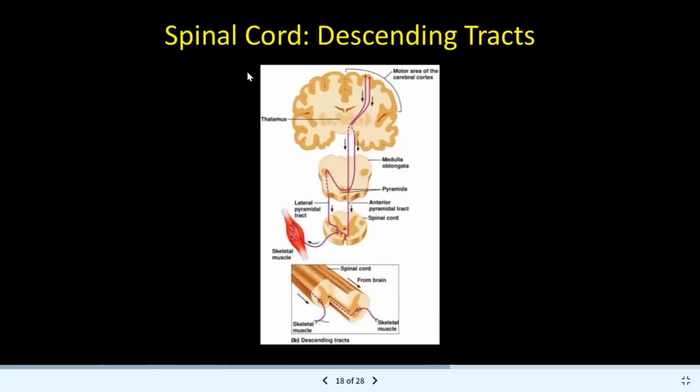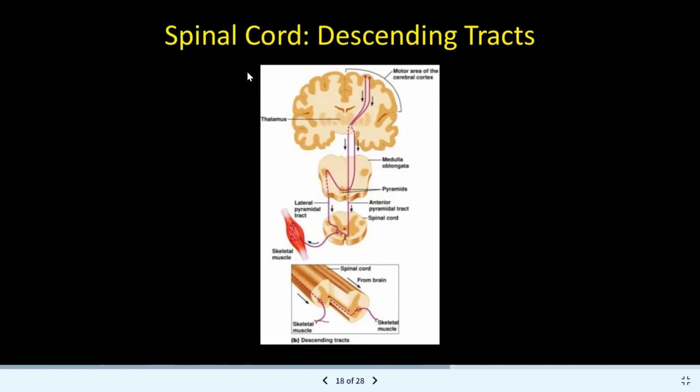You can see this is the motor area of the cerebral cortex. This is the thalamus and medulla oblongata, and two pyramids are present here, the anterior pyramidal tract, then the spinal cord comes, and skeletal muscles are associated with the spinal cord. You can see the lateral pyramidal tract is also associated with the spinal cord. So from the spinal cord, nerves spread and are related to different receptors by which your central nervous system senses this activity.